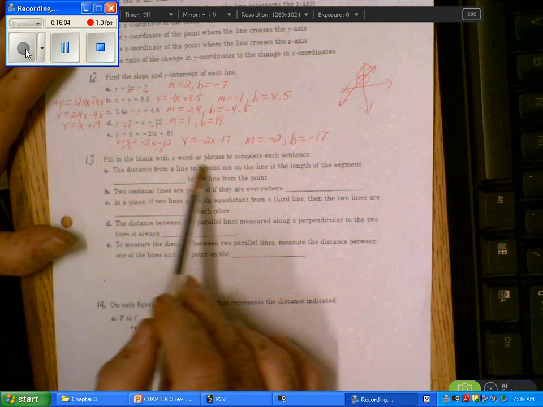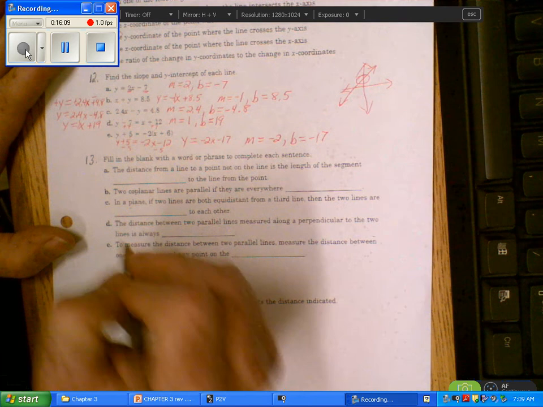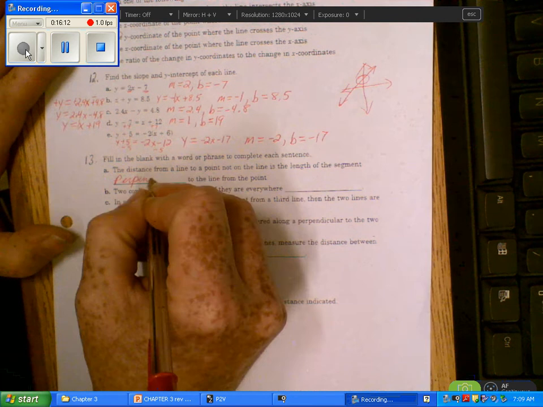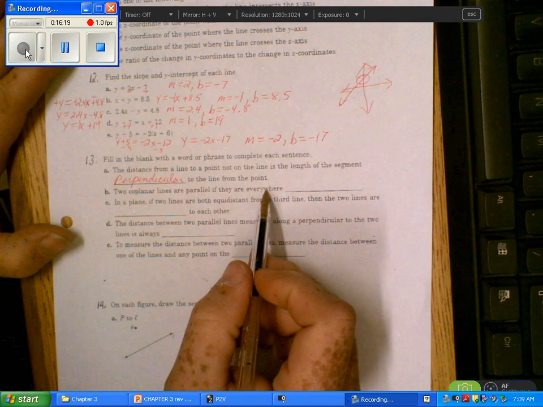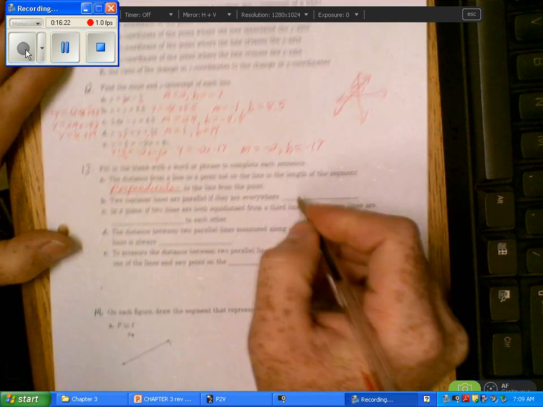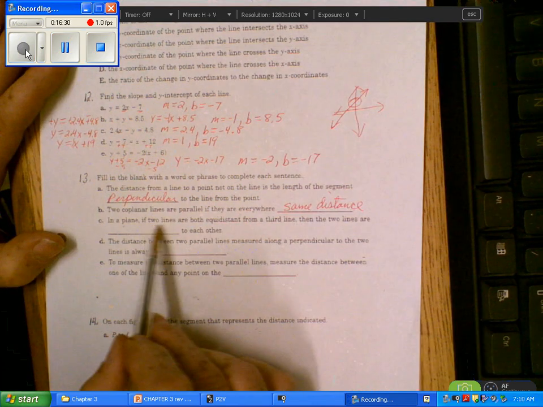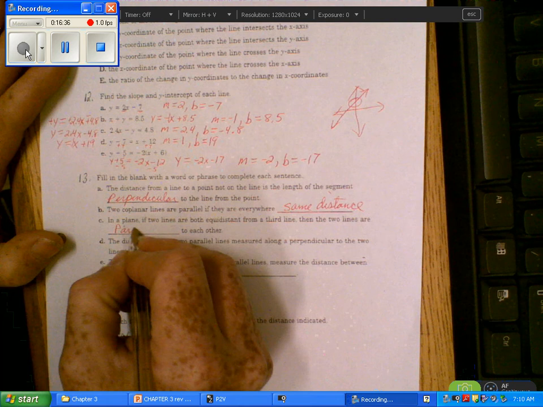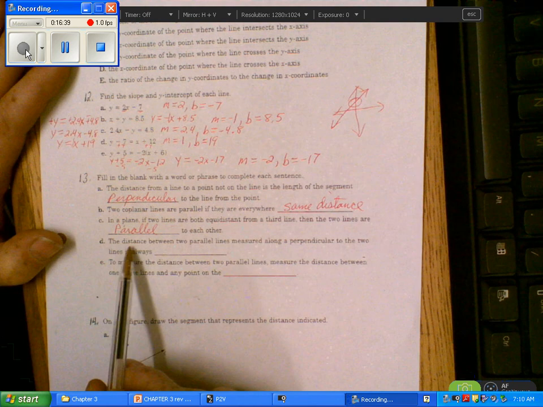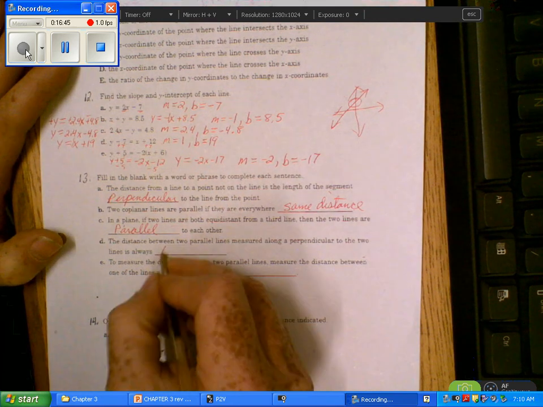Fill in the blank with the word or phrase that completes a sentence. Distance from a line to a point not on the line is the length of a segment perpendicular to that line. Two coplanar lines are parallel if they are everywhere the same distance from each other. In a plane, if two lines are both equidistant from a third line, then the two lines are parallel to each other. The distance between two parallel lines measured along a perpendicular to the two lines is always the same.